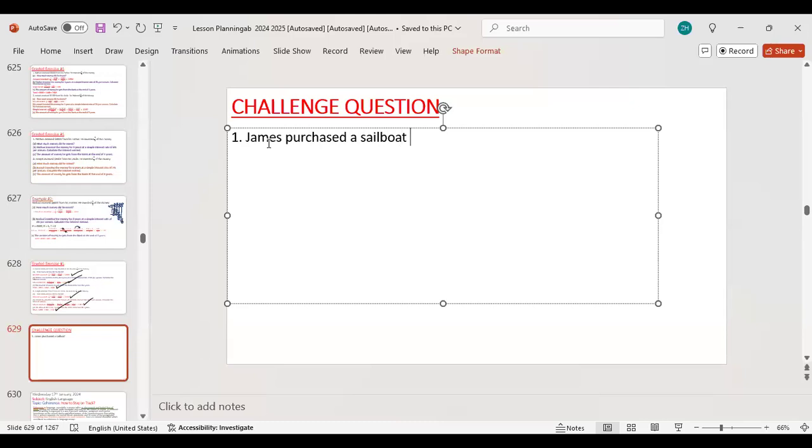James purchased a sailboat for $23,000. He paid a deposit of $5,000 and obtained a loan. Why are these numbers so big? Hold on now. No, they're not. This is a challenge question.